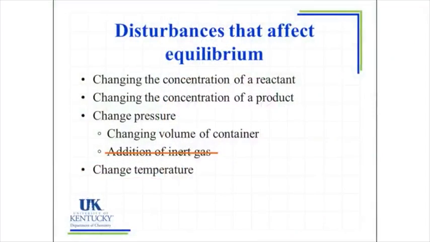So now we can go back through these disturbances that affect equilibrium. We can change the concentration of a reactant and see how that affects it, and that can be either increasing the amount of a reactant or decreasing the amount of a reactant.